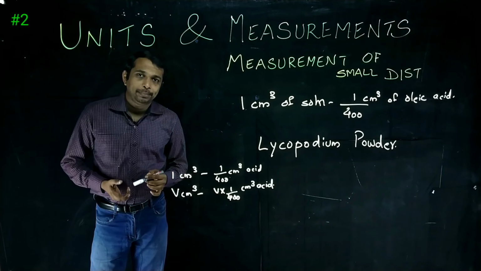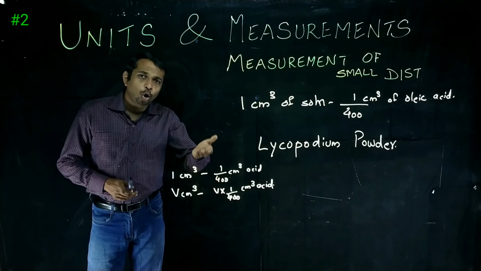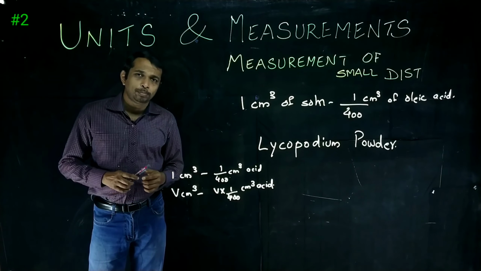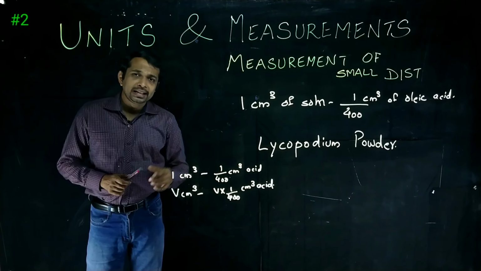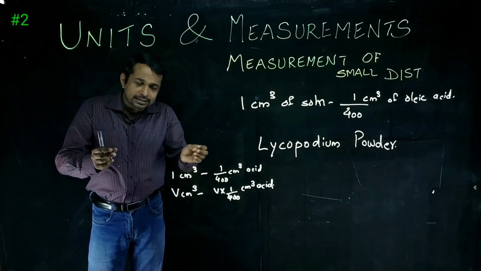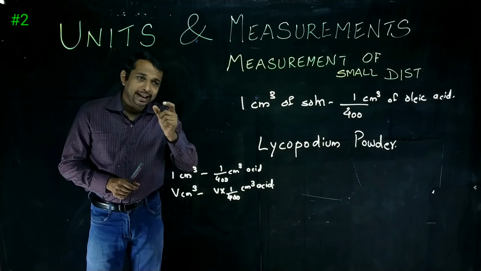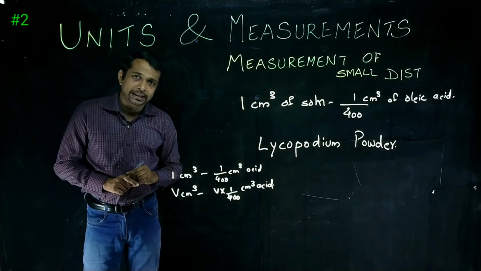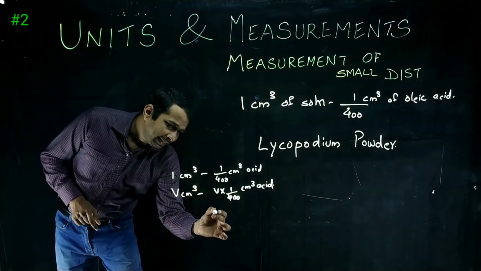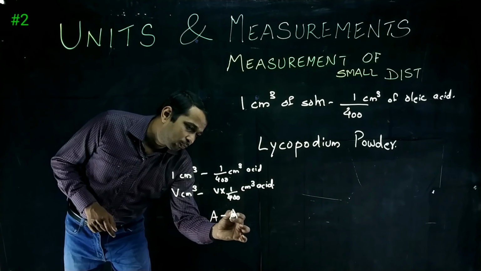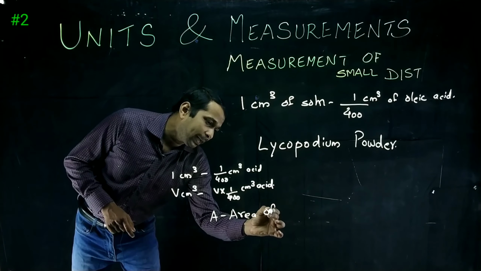Now what will happen is that just like oil floats on top of water, this acid will also form a circular film. Now we can measure the diameter of that circular film and hence we can find out its area, right? So let A be the area of that film.